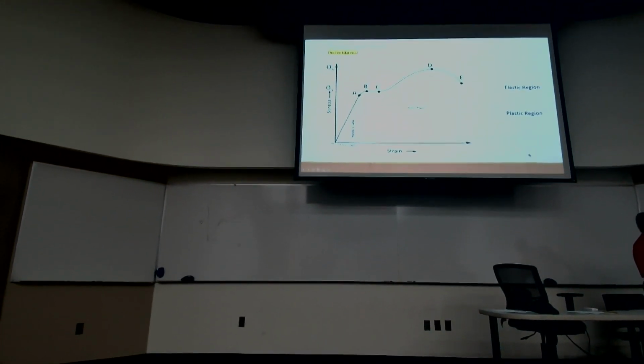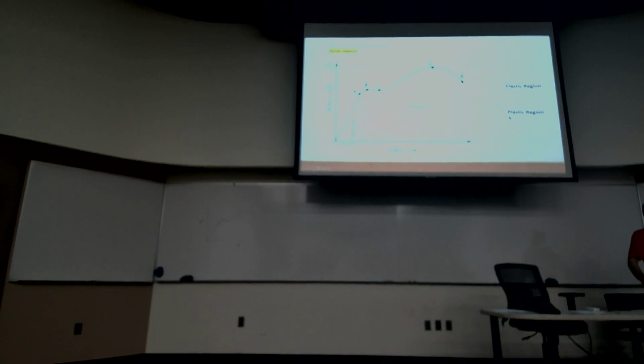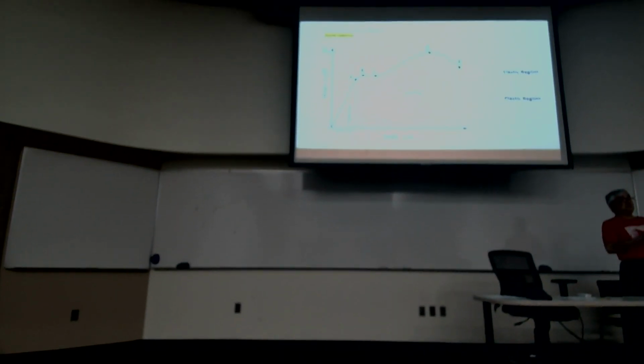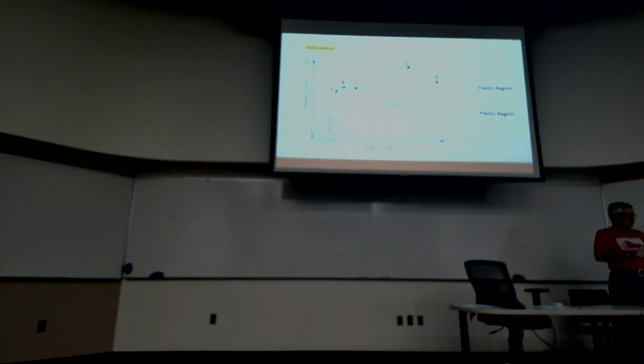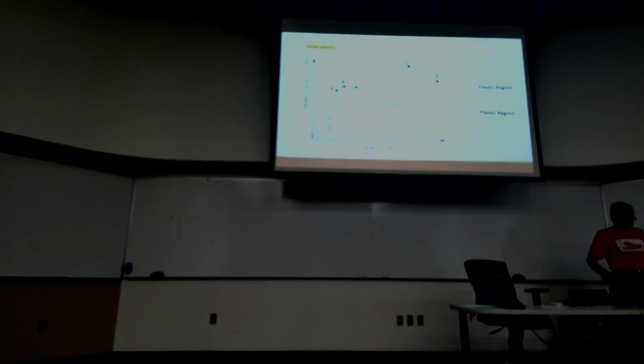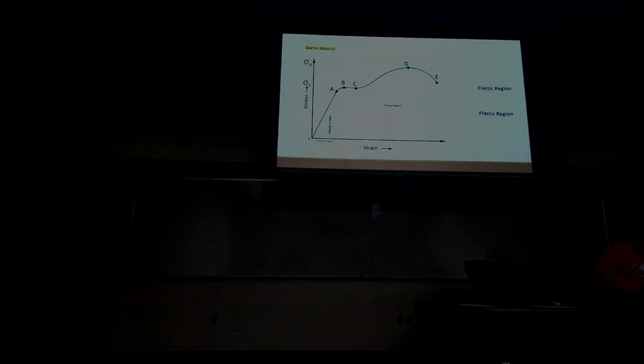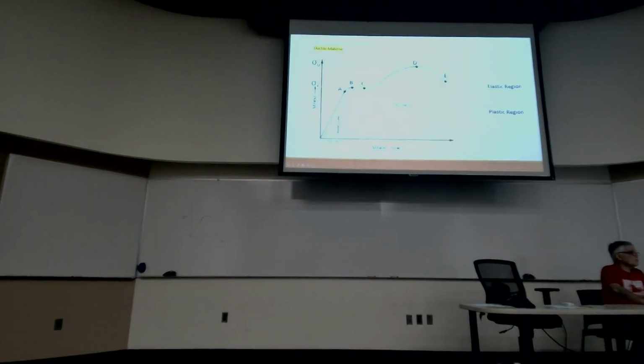And there's a plastic region shown in this color. I think maybe beige is a good name for it. So initially, we start out with a straight line from the origin to point A.